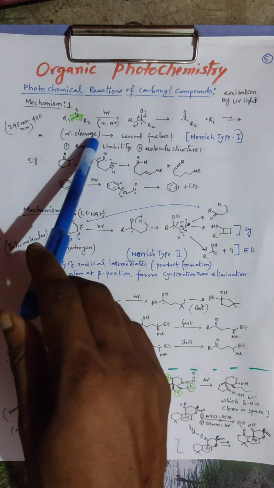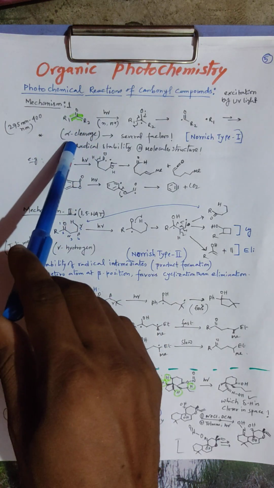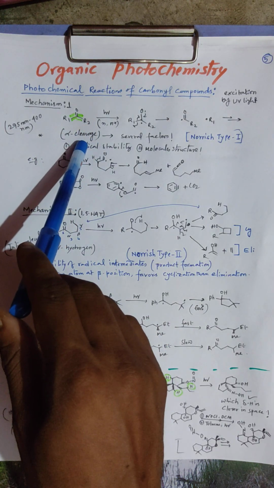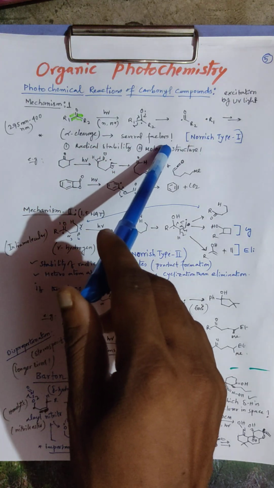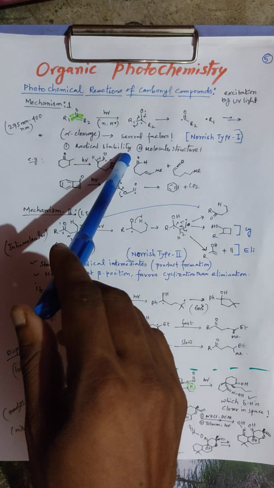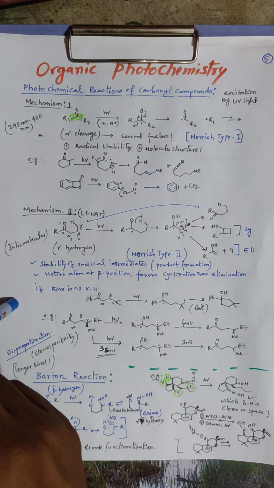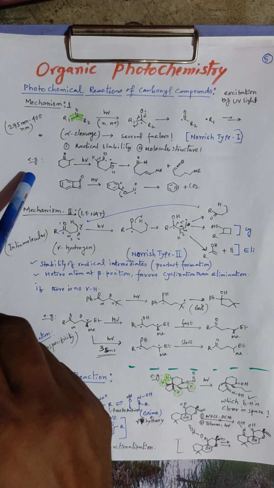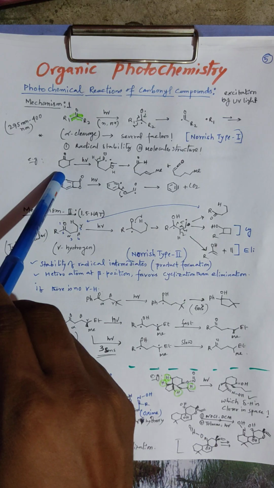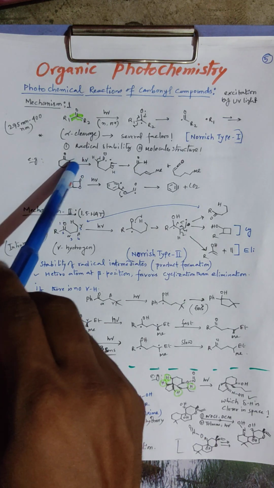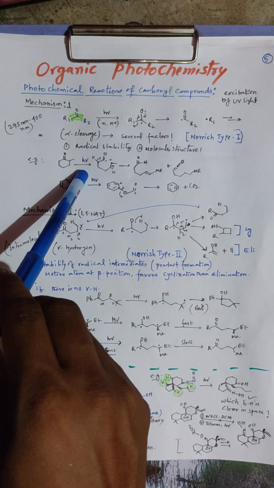Now, on which side the alpha cleavage will happen depends on several factors. One is the radical stability, another is the molecular structure of that carbonyl compound. Let's have a look at one example. This is the methyl substituted cyclohexanone under photochemical condition.